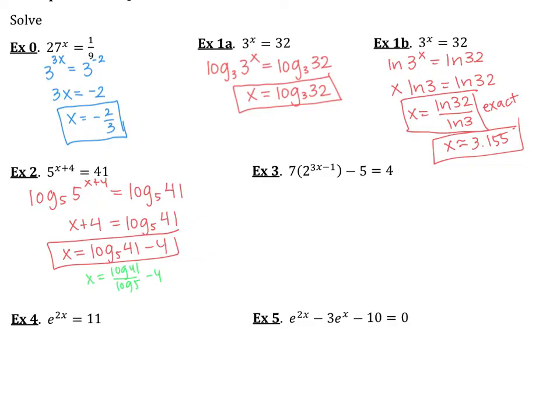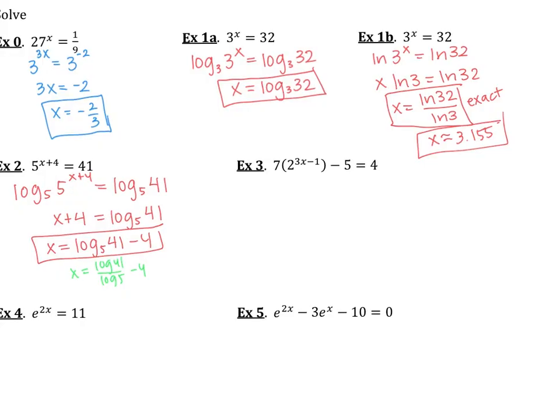Okay, example 3, still doing log stuff. I'm going to isolate that 2 to the 3x minus 1 situation. So I'm going to add the 5 over to the other side. So I'm going to get 9. Now I'm going to divide by 7. Let's see, I'm going to do log base 2. Again, you could do common log on both sides. You could do ln on both sides. Whichever way is easiest for you is fine with me.